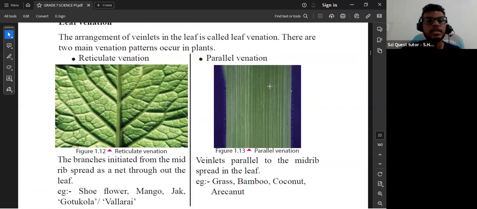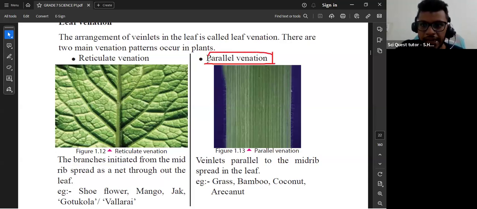Is there any doubt with the reticulate venation? Anyone? Are you all feeling bored? Is the lesson boring? No, not bored. Right. Now it's going to be more interesting after we complete this. Then you all can watch a nice animated video and a presentation with some animations and transitions. Okay. So now let's start the parallel venation.